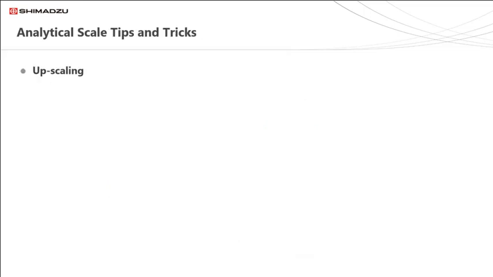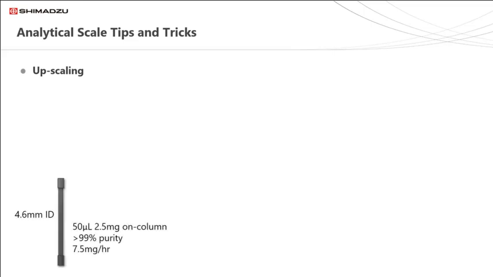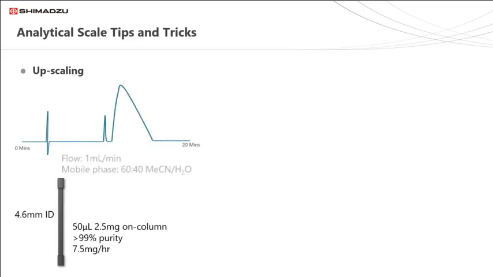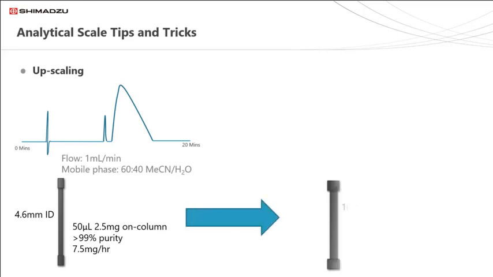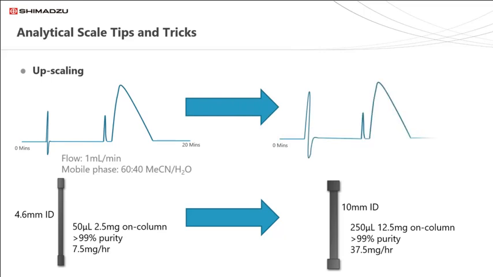Upscaling. With a 4.6 mm ID column, a 2.5 mg loading on column will give a rate of 7.5 mg per hour, sufficient for NMR identification. If more material is needed, by moving to a 10 mm ID column, we can purify 37.5 mg an hour, which can be used for other processes.